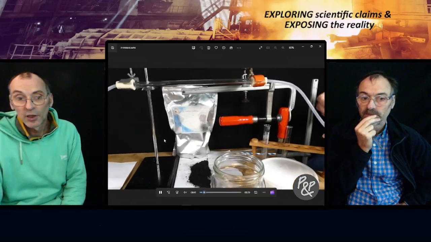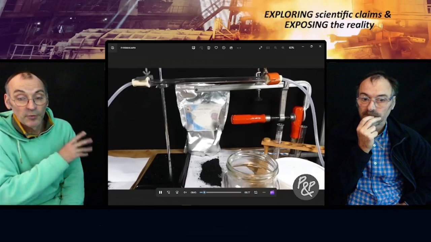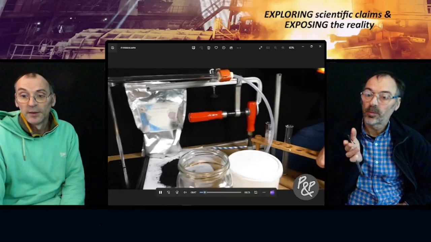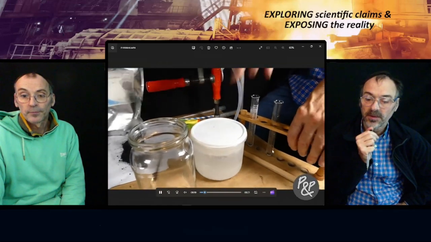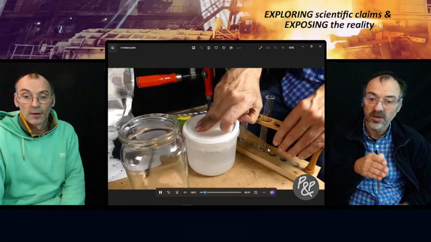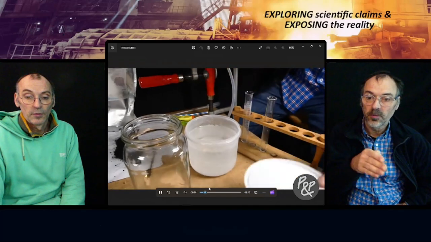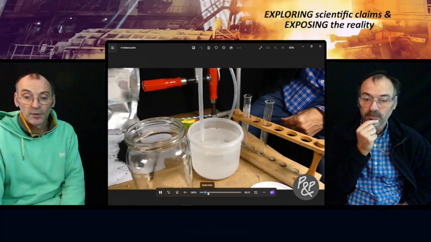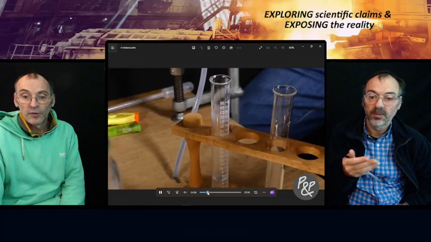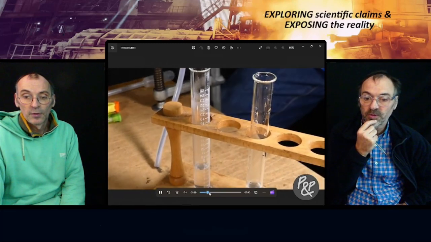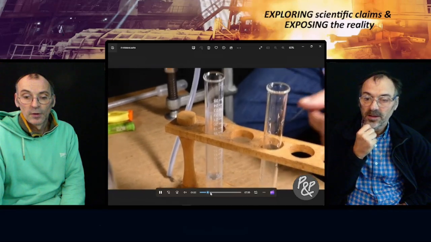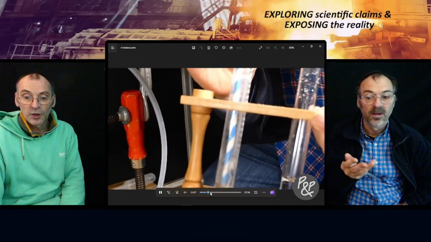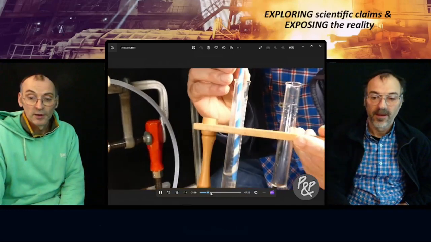So in this demonstration we've got the setup, the glass tube, and the candle in the jar. What we decided to do was put some lime water in two test tubes, which is what we're doing now. One we blow through, just to make sure that it is active. We're blowing through this to show everyone that it does turn milky.